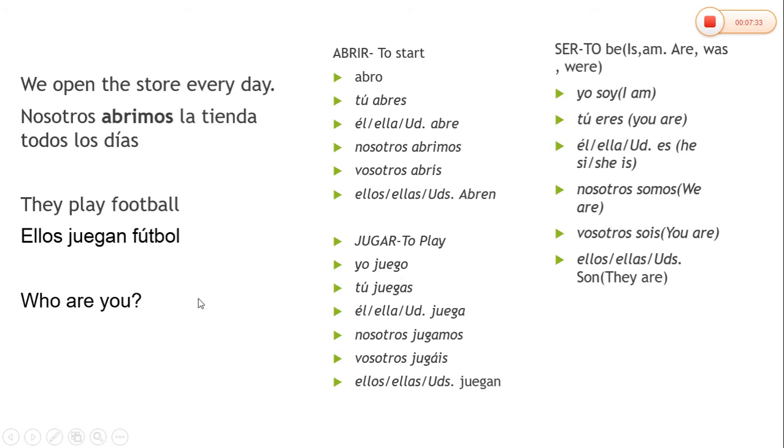Who are you? So the verb is are, and are comes from a verb, you know, it is our friend ser, which means to be, but it is used to replace the words like is, am, are, was, and were. Yo soy, I am, tú eres, you are, él, ella es, he, she is, usted es, you are, nosotros somos, we are, vosotros sois, you all are, ellos, ellas son, they are, ustedes son, you all are.